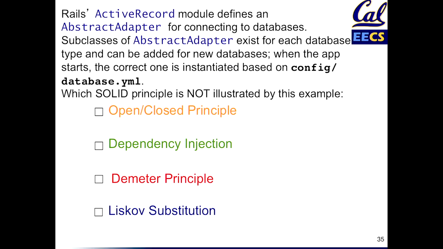So as far as I'm concerned, the Demeter principle is not particularly being displayed here, but for all the other ones, it's sort of a model of good design in terms of observing the other three. Questions about that?